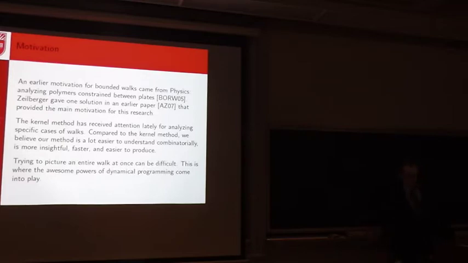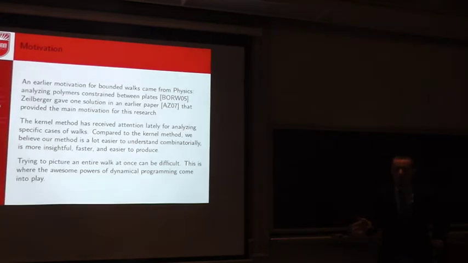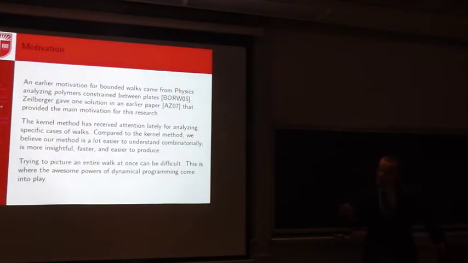So as I mentioned, the earlier motivation came from physics. Kernel method has received attention lately, but the Guild of Kernel method people, I don't like the method because it's not as intuitive. Our method is a lot easier to understand combinatorially. I found it to be much faster, and it's a lot easier to produce. But the main part is a little bit the same.